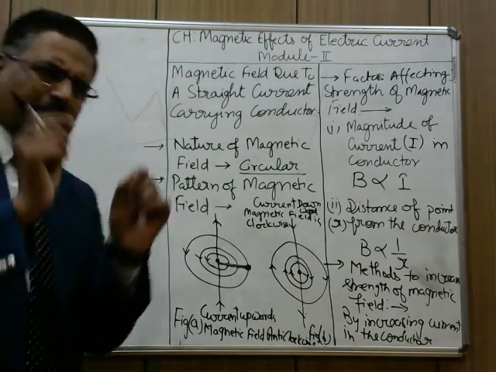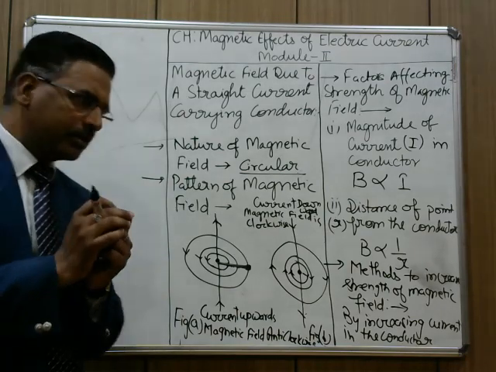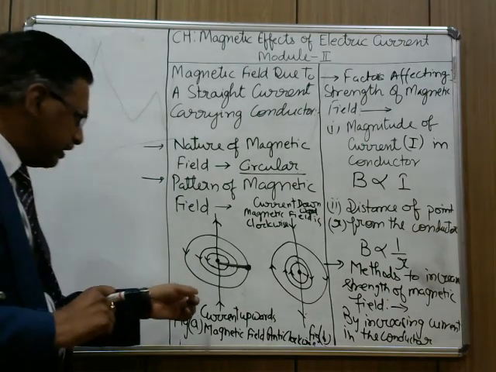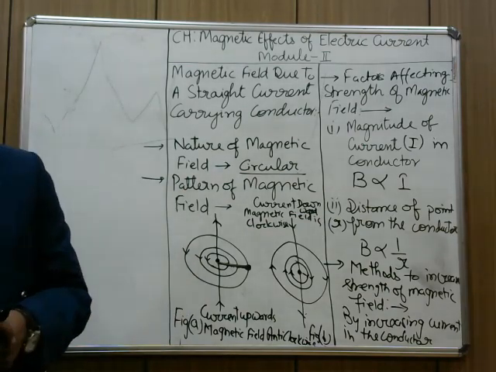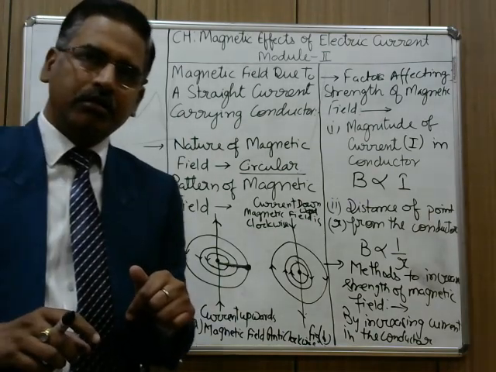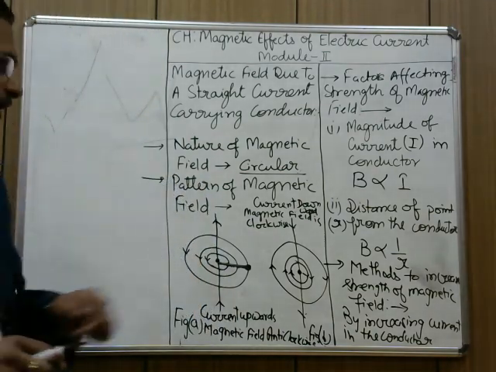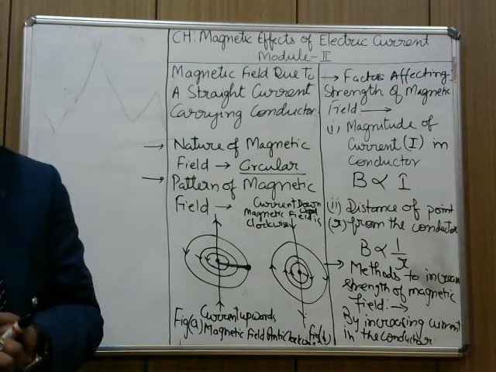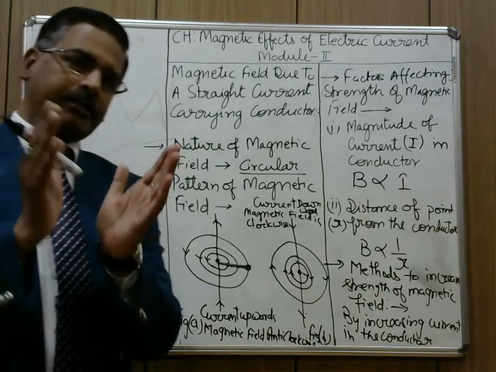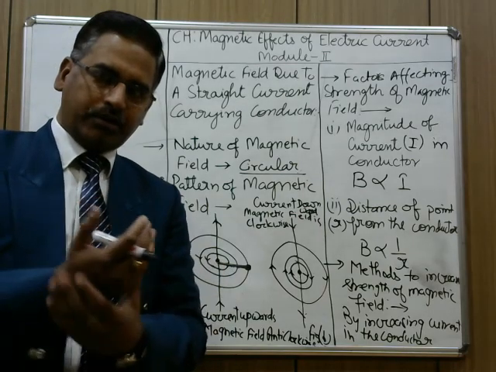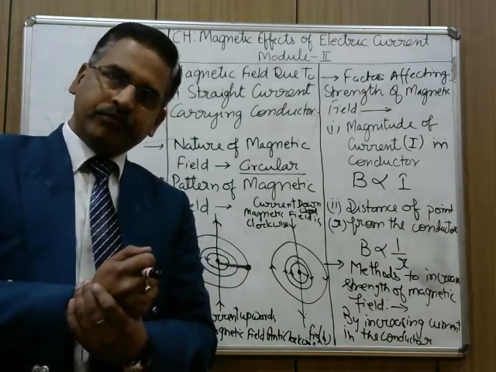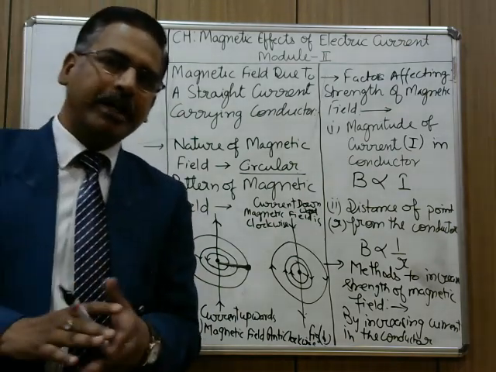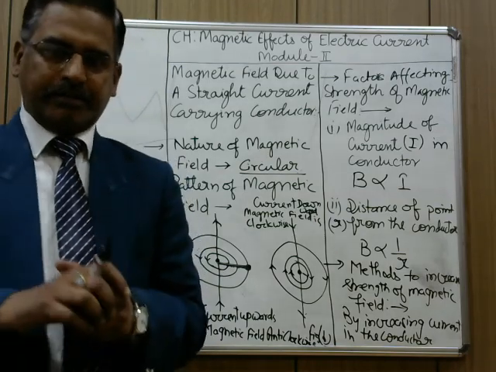Now, only one question is left, and that is how we were able to decide that when current is flowing in the upward direction, then magnetic field will be anti-clockwise, and when current is flowing in the downward direction, then magnetic field will be clockwise. How were we able to decide this? This is the next question and the last question: how we can decide the direction of magnetic field produced by a straight current carrying conductor.